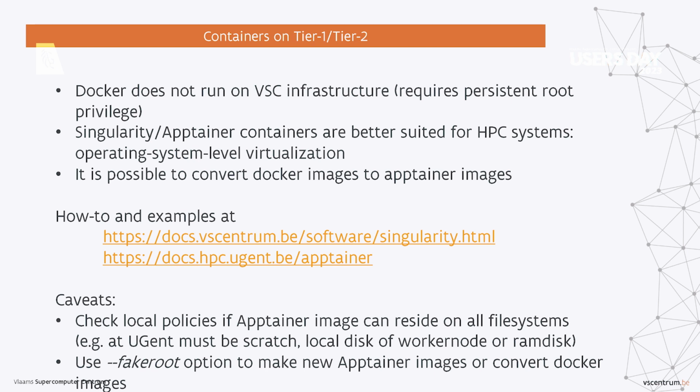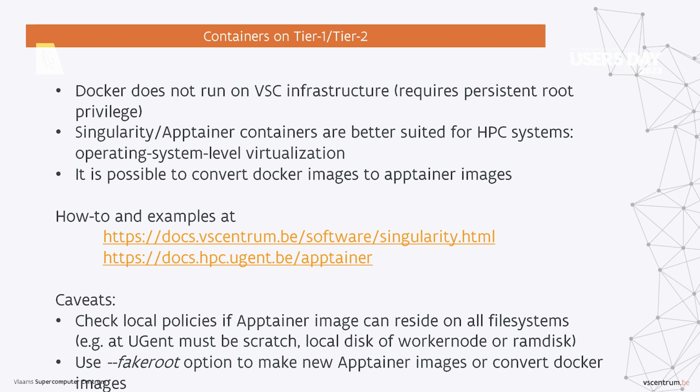Three caveats. So check your local policies if the Apptainer image can reside on all file systems. This depends on the tier 2 or tier 1 system. Sometimes, for instance, in Ghent, you can only put it on Scratch local disk or a worker node or RAM disk because otherwise it would impact performance.